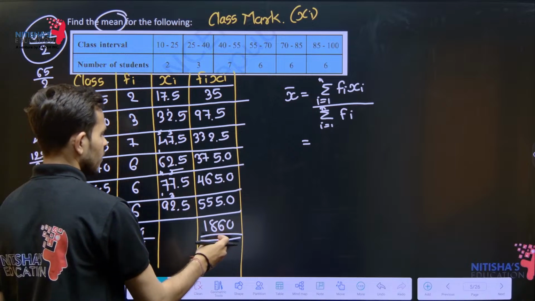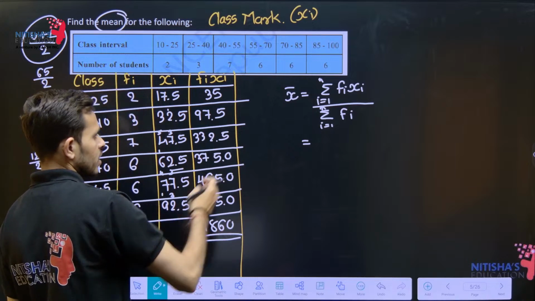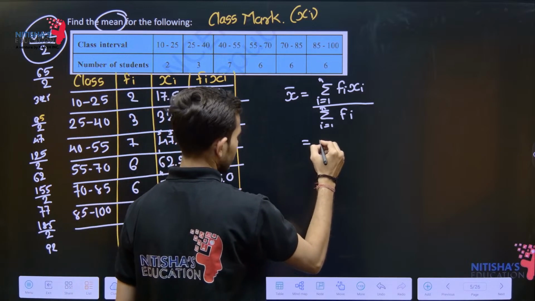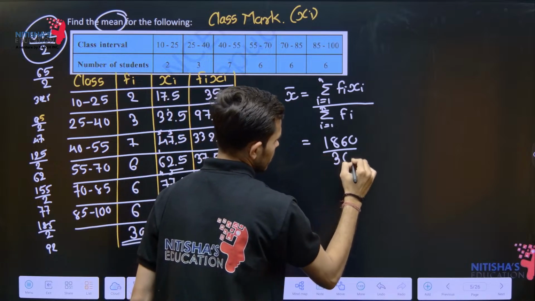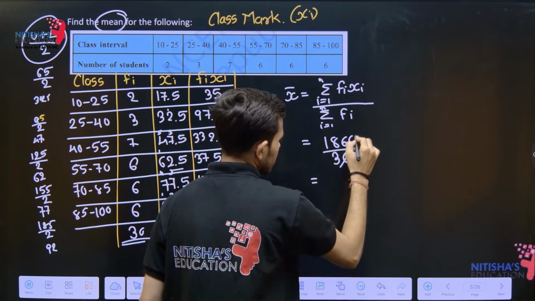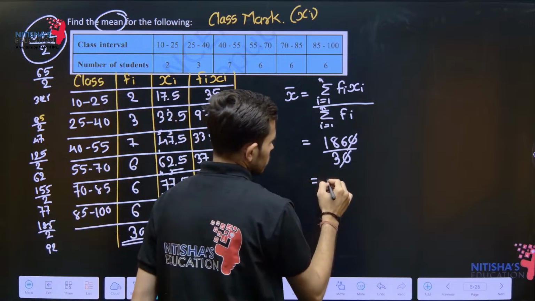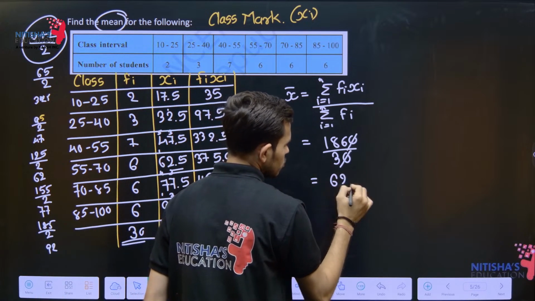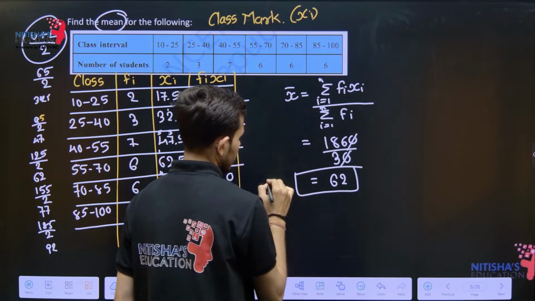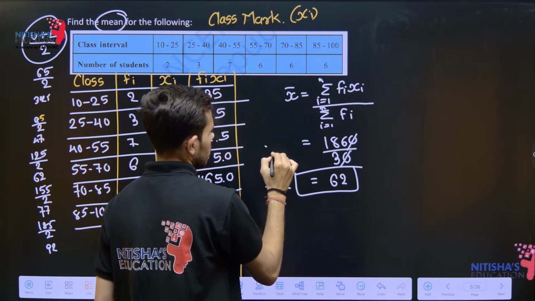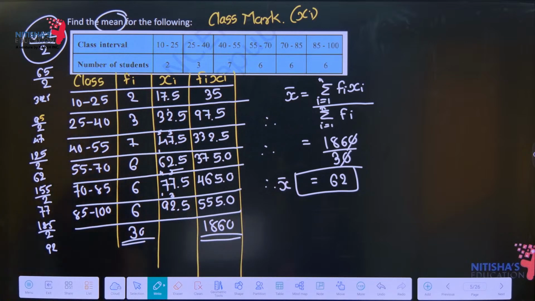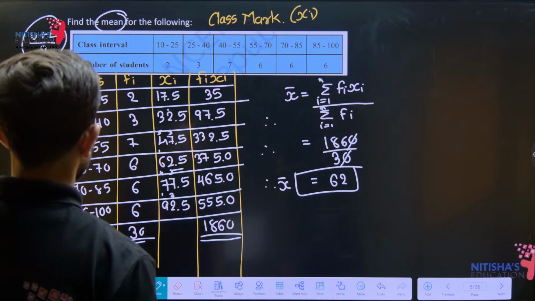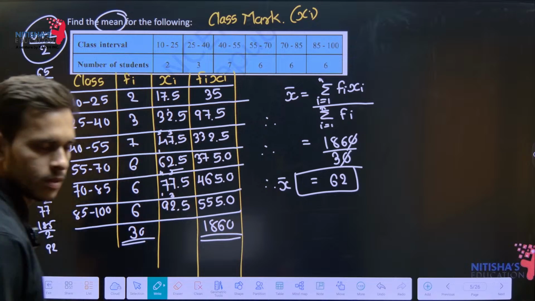Now just place the value of fi xi and fi into our equation. So it will be 1860 divided by 30. The 0s cancel out, 3 6s are 18 and 3 2s are 6. So we get our answer: the mean is equal to 62. In this way we can easily find the mean for the given values.